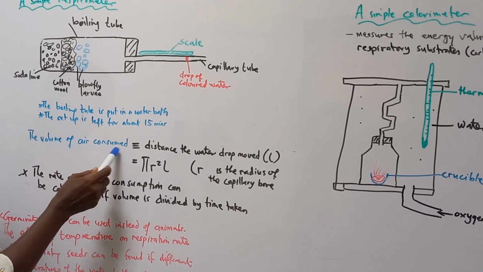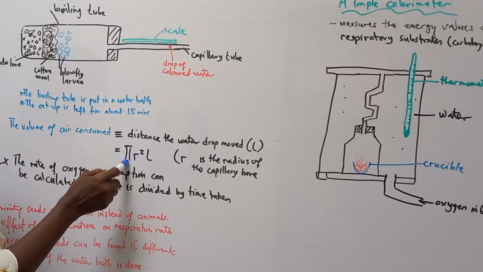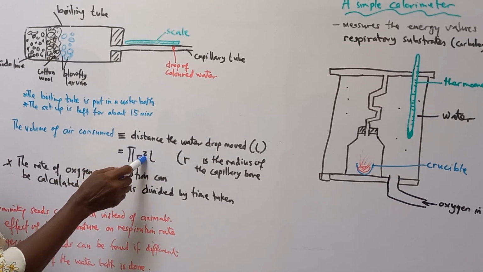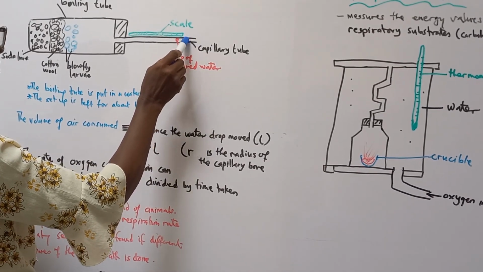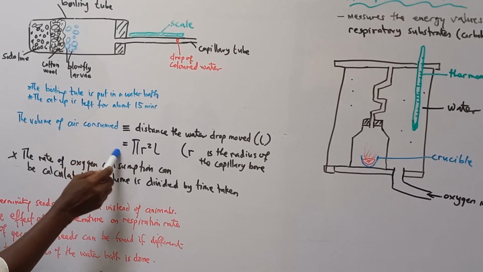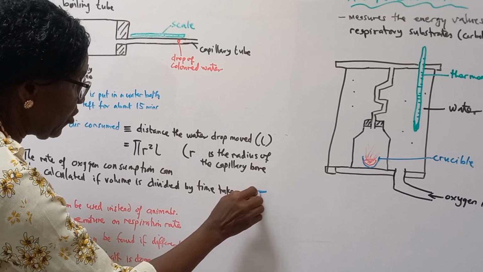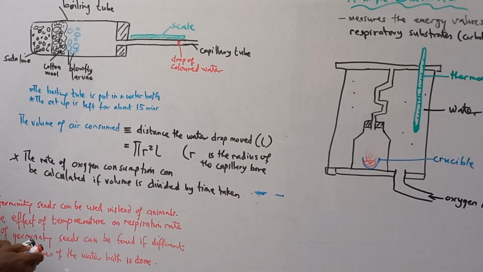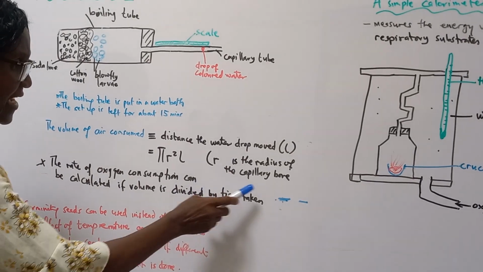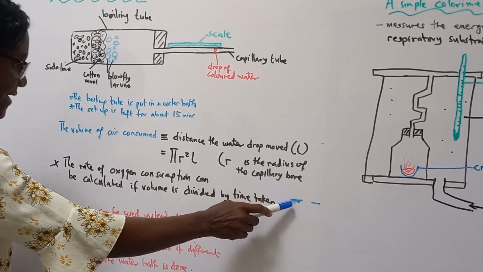So the volume of air consumed can be found using this equation. This is pi r squared, where r is the radius of the bore of the capillary tube, and so the volume of air is written against time, the volume of air every 1 minute. Then the graph can be plotted of respiration against time, or amount of oxygen consumed against time.